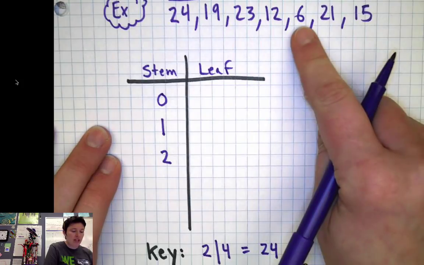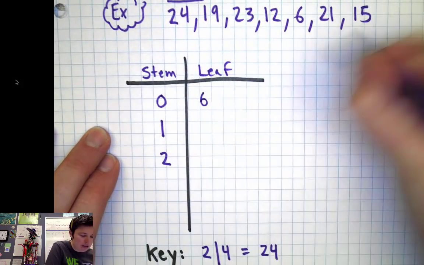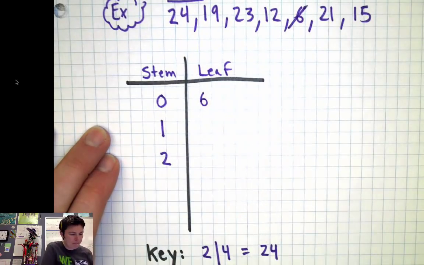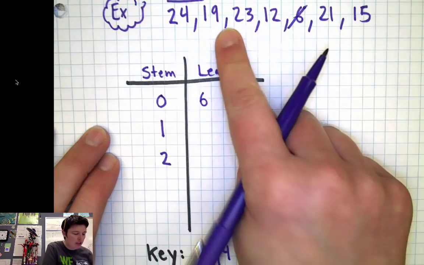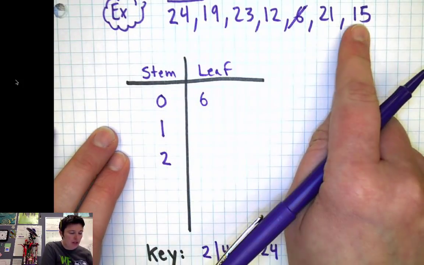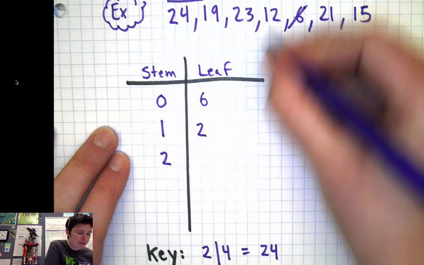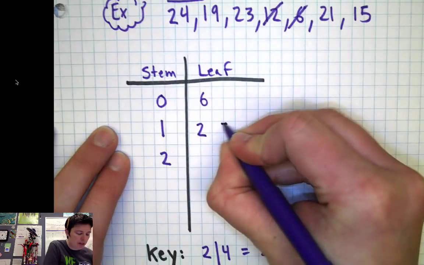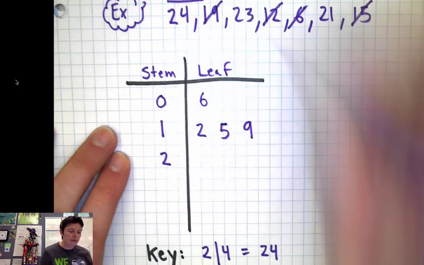So what will go with the 0? Well, the number 6, because there's no digit in front, so 6 for sure. I'll cross it out since I'm using it. Any other single digit values? No. Let's go for the tens. I see 19, 12, and 15. So we're going to put them in order. 12 is the smallest, so we'll put 2 here for 12. 15 is the next smallest. I'll put a 5 here for 15. And then 19 would be the largest value.